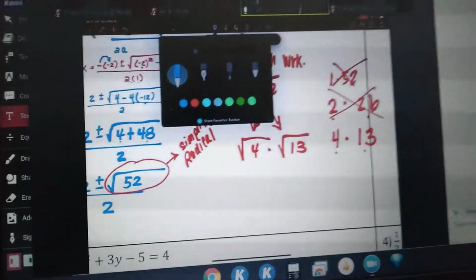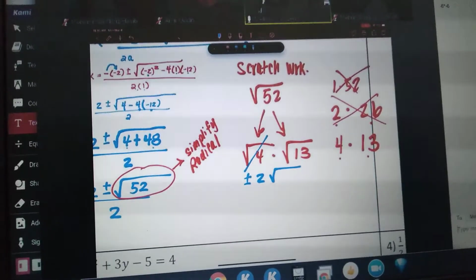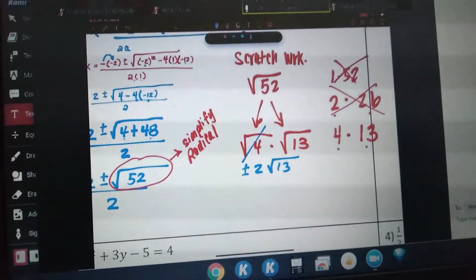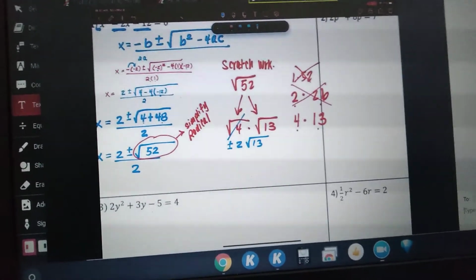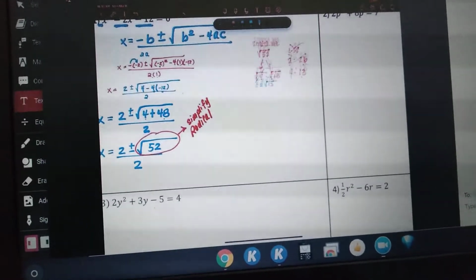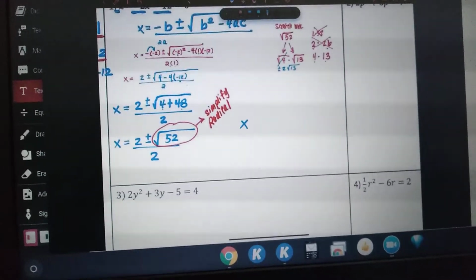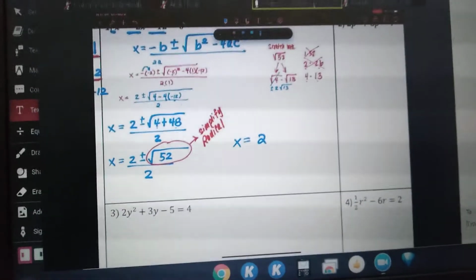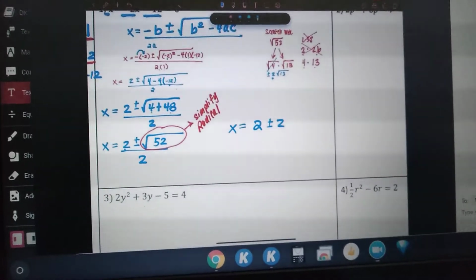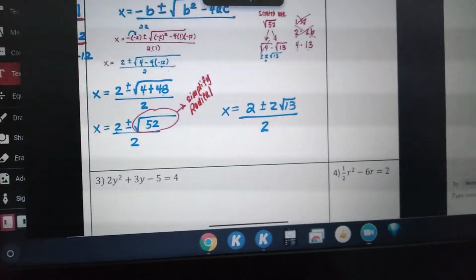Radical 4 simplifies to plus or minus 2. Times that by radical 13. Everybody understand? Okay. So let me move and resize my scratch work. I'm going to move that up here. So now, what do we know? We know that x is equal to 2, that's this 2, plus or minus this 2, radical 13, all over 2. Everybody understand?